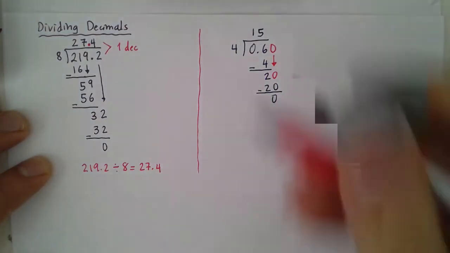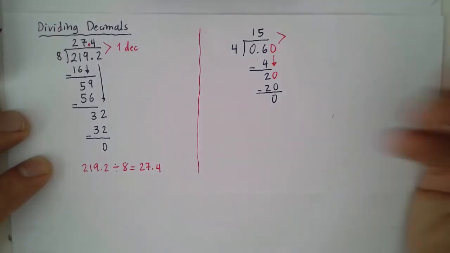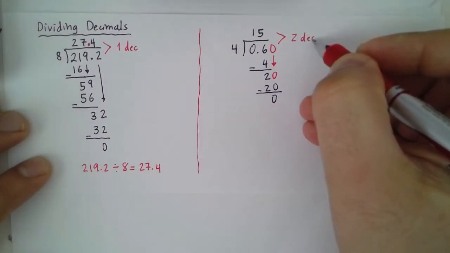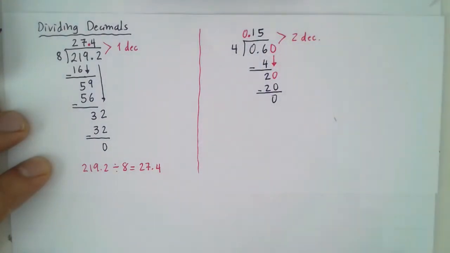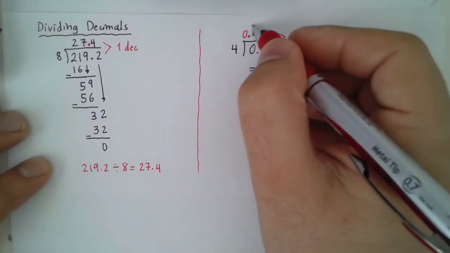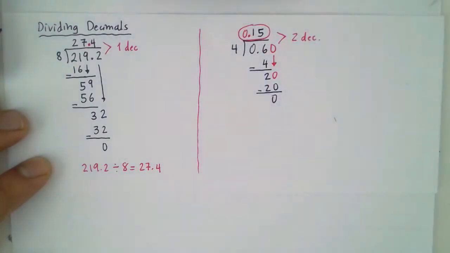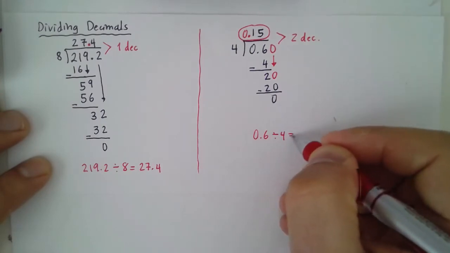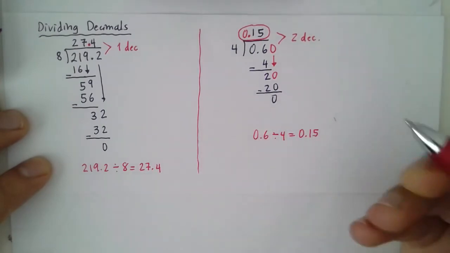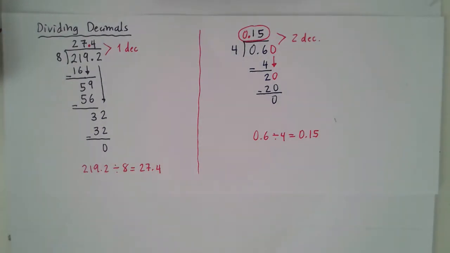Again, it should have the same decimal places. I have 2 decimal places in the dividend, so it's going to be the same for the quotient. So it's 1, 2, so it's going to be 0.15. This is the quotient when you divide these two numbers. So 0.6 divided by 4 will give you 0.15. Those are the first two examples. This is how you do it when you have a decimal number divided by a whole number.